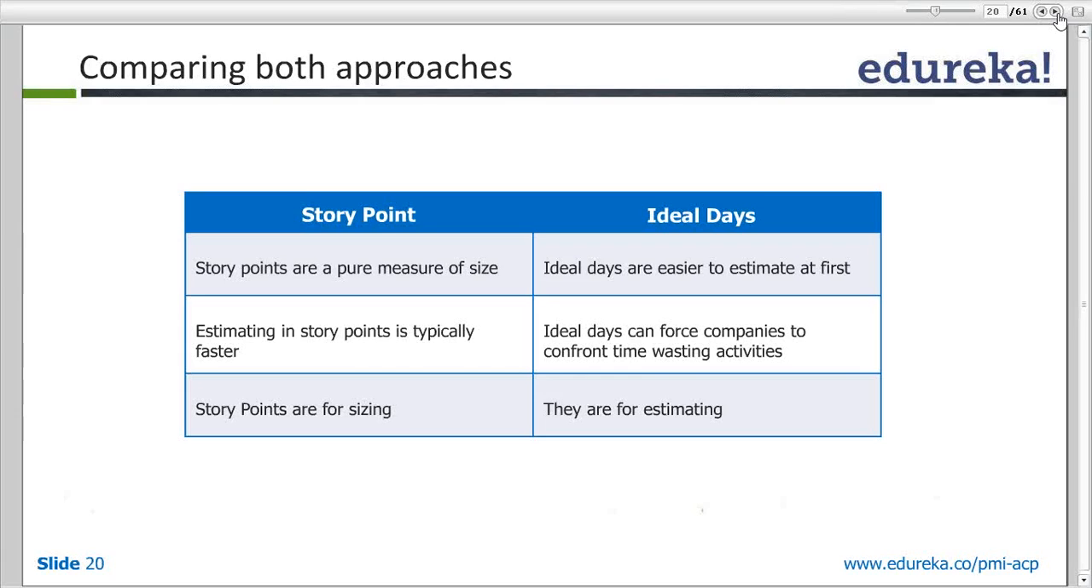Idle days are for estimation in number of the effort, while story point is the estimation of a size. Okay? Last point is a bit confusing. I mean, both are for estimation, but the story point is for estimation of the size, yes. Whereas idle days is the estimation of hours, time.